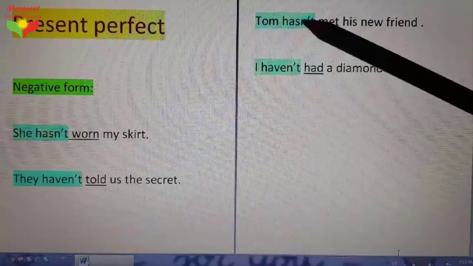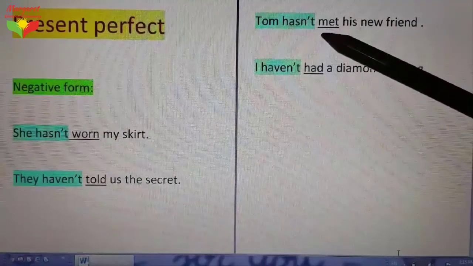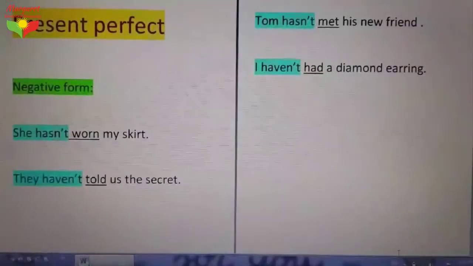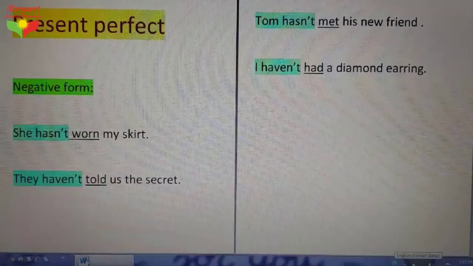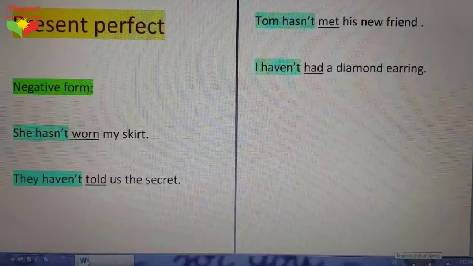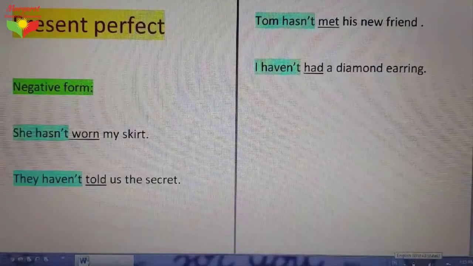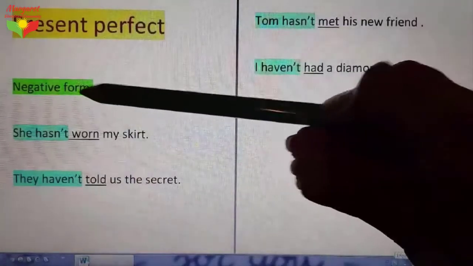So hasn't is the auxiliary verb in the negative form. So met, what is the base form of this verb? Meet, M-E-E-T. It means to meet somebody. So his new friend will be the complement. So Tom hasn't met his new friend. Okay, the last sentence: I haven't had a diamond earring. So this is the subject, haven't is the auxiliary verb in the negative form.